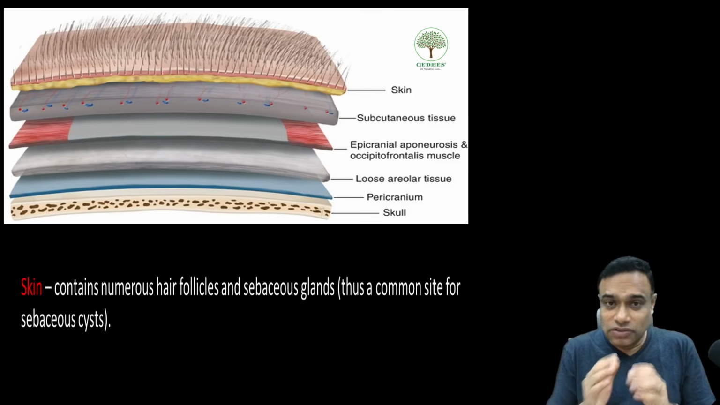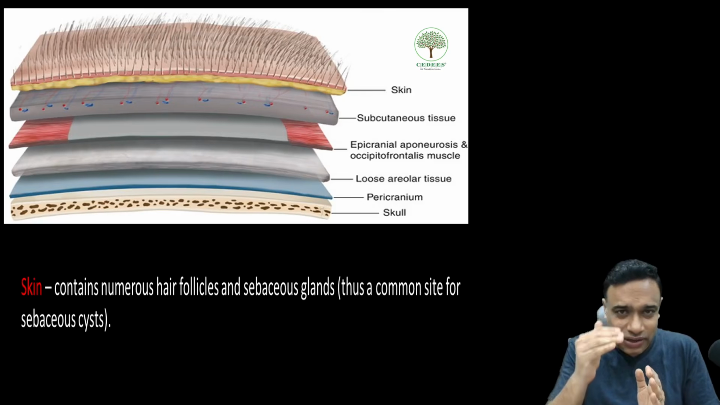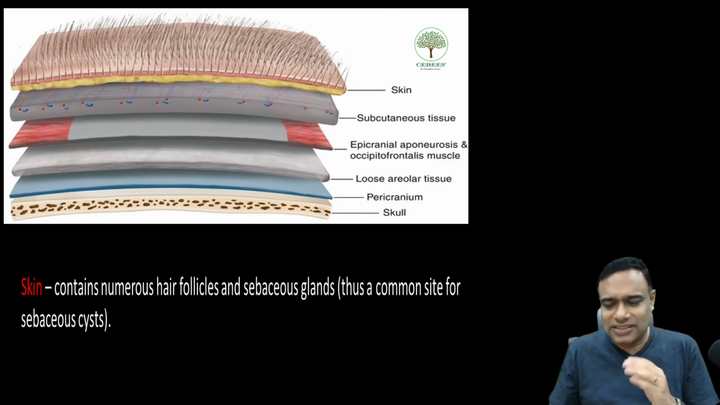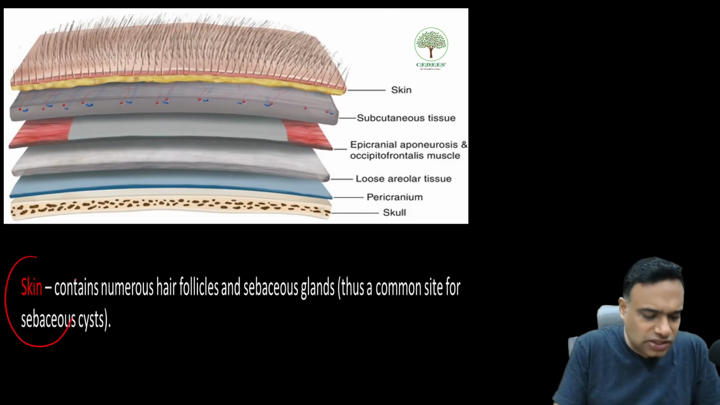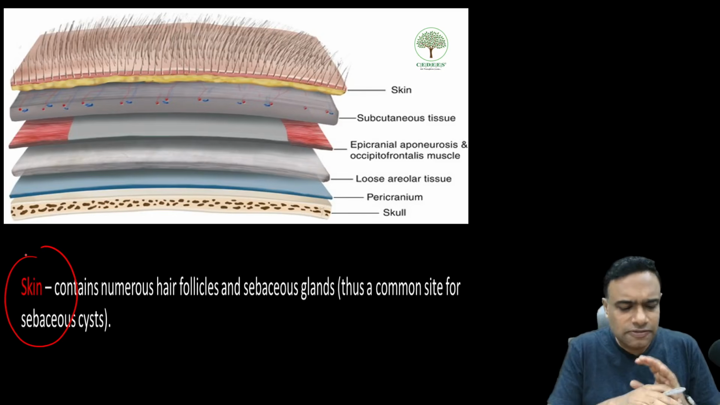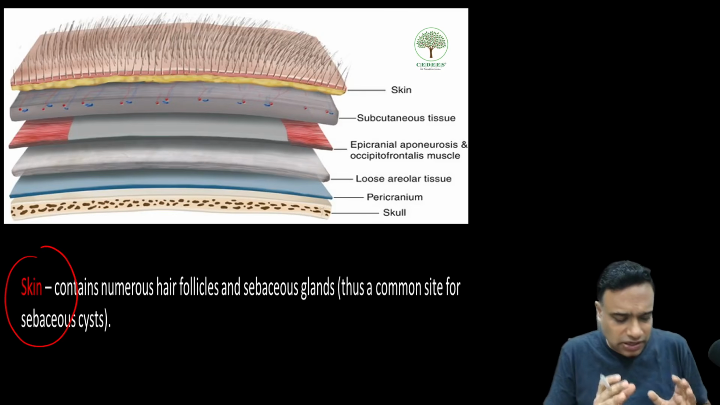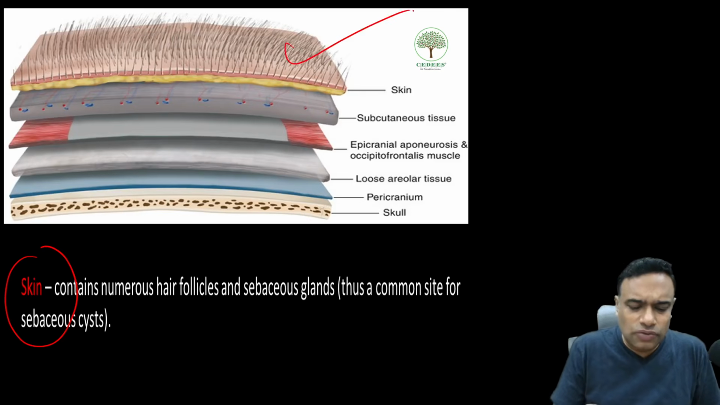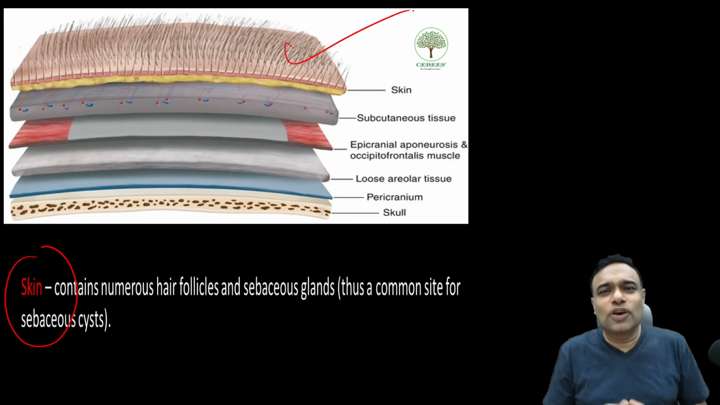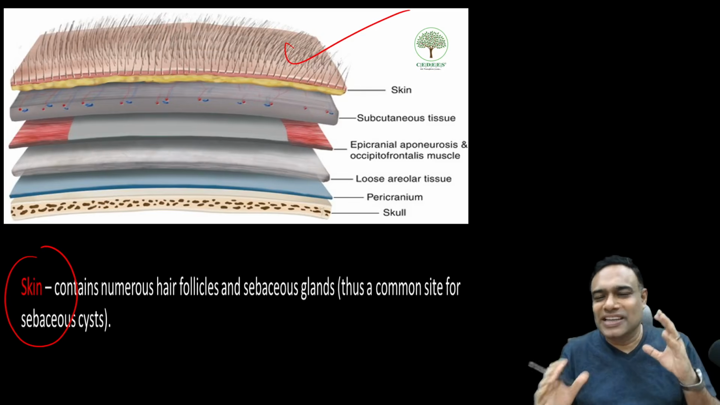Let's move on. So you've learned the extent. Now you learned what SCALP stands for. Let's start with each of them. Skin, easiest to understand. It's filled with hair follicles, most important area for the sebaceous cyst. Not very important for us anatomically. Not many questions come from there, but that's the first layer.